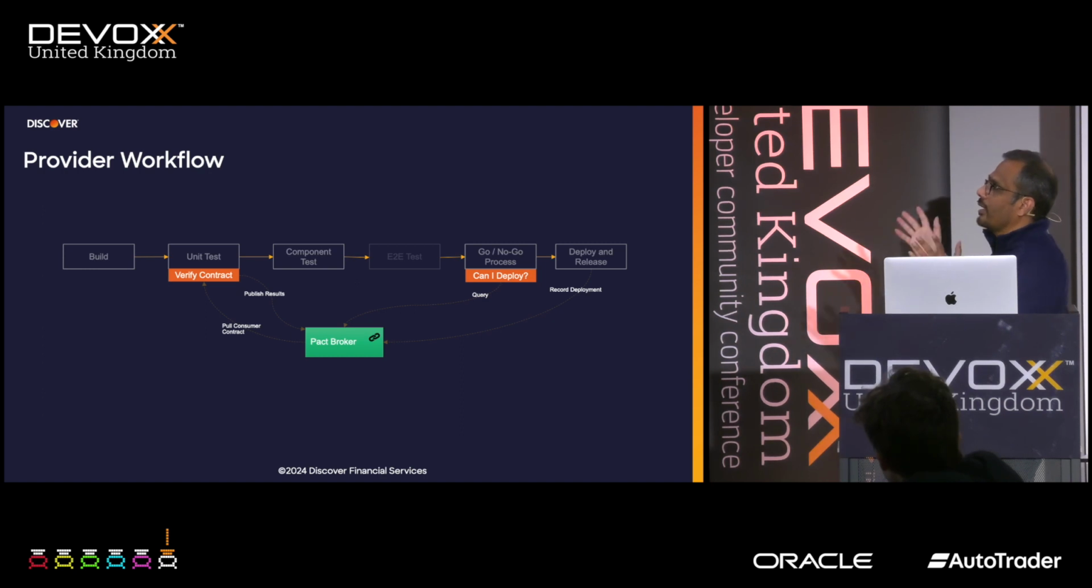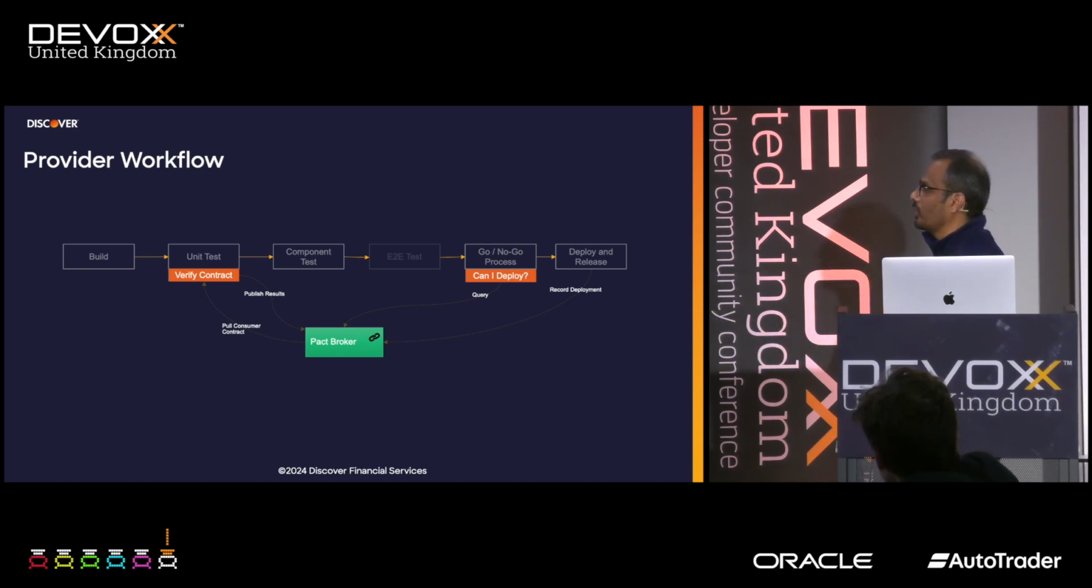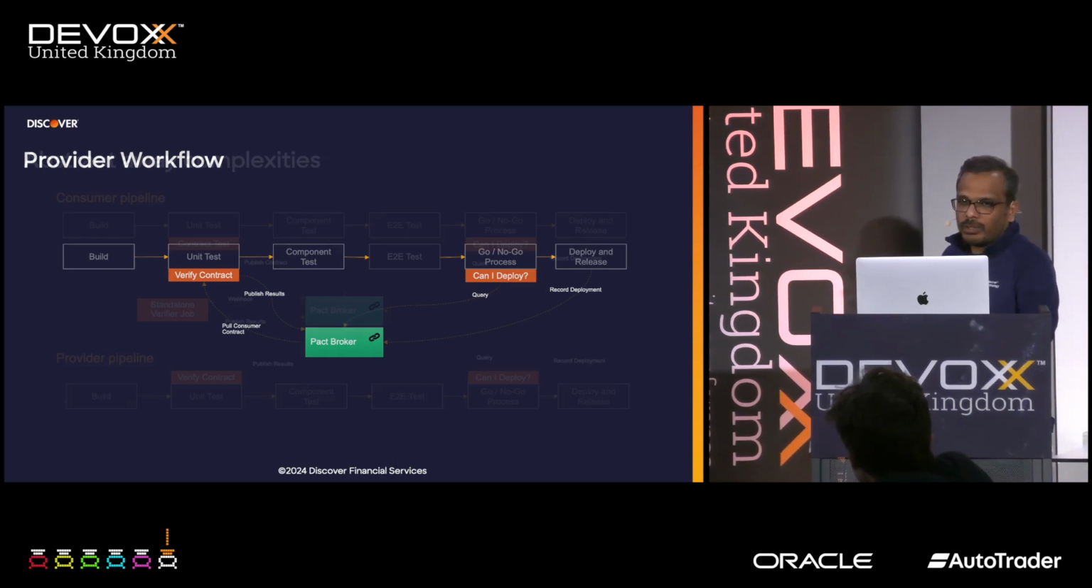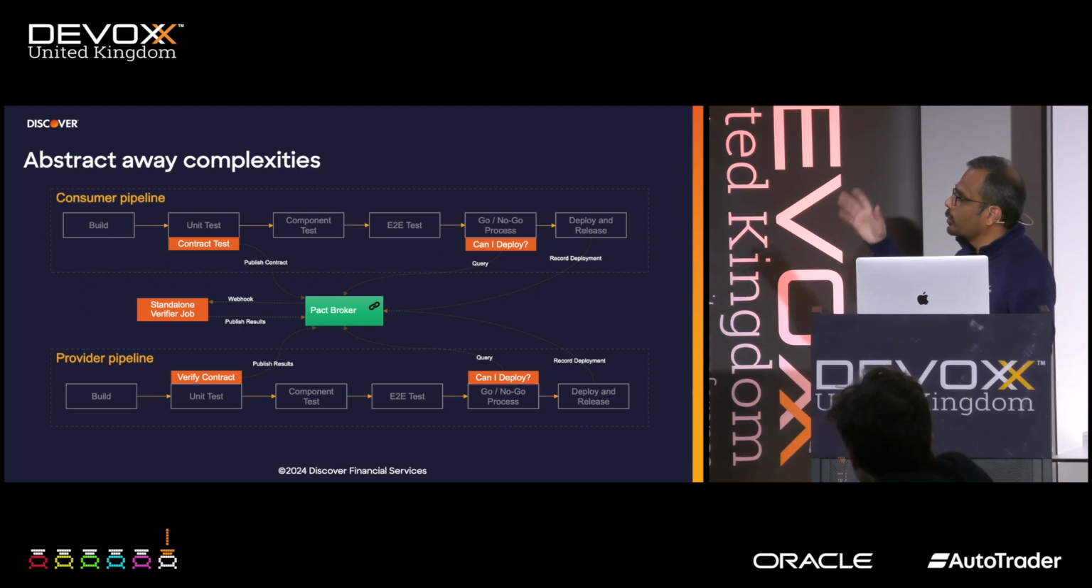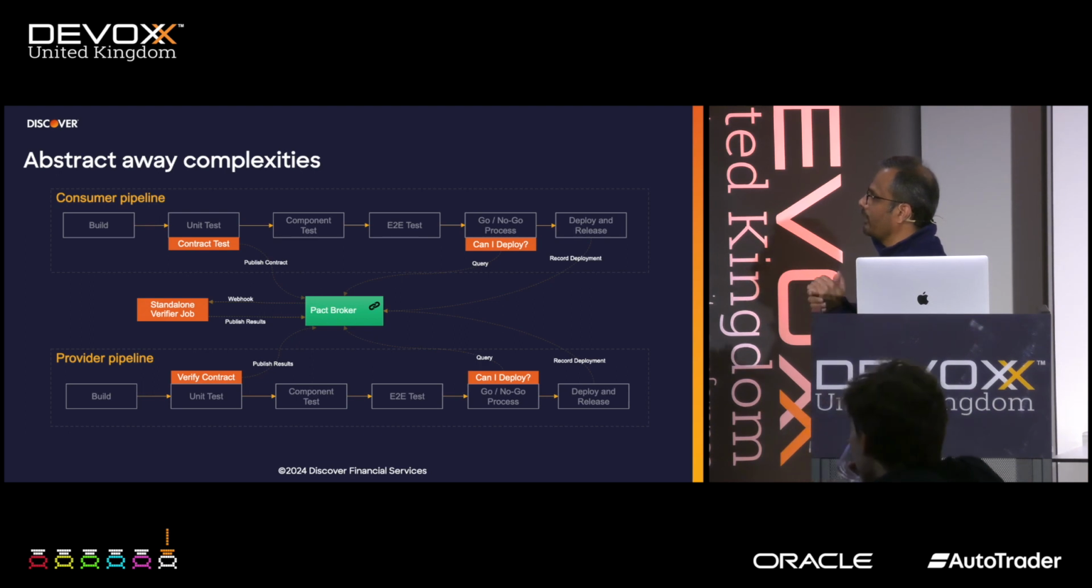So if you look at this, the provider's workflow is a bit simpler compared to the consumer workflow because there's no complexity with the webhooks and that standalone verifier job. A bit straightforward here. When you put both the workflows next to each other, this is how it looks. It looks a bit complex, doesn't it? There are a lot of interactions with PactBroker, webhooks, and that verifier job.